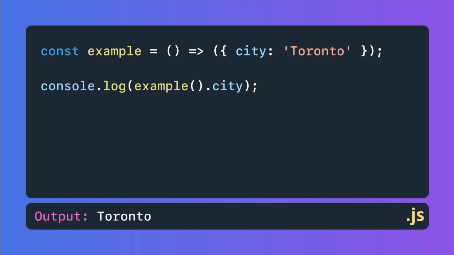And a quick tip, if we want to return an object literal expression, we simply need to wrap the function body in parentheses in addition to the curly brackets. So in this example, we have an arrow function that simply returns an object literal expression with the city of Toronto being the only property. So when we do console.log, call the function and then take the city property, our result will of course be Toronto.